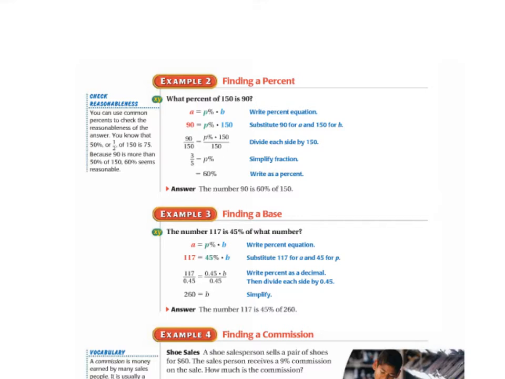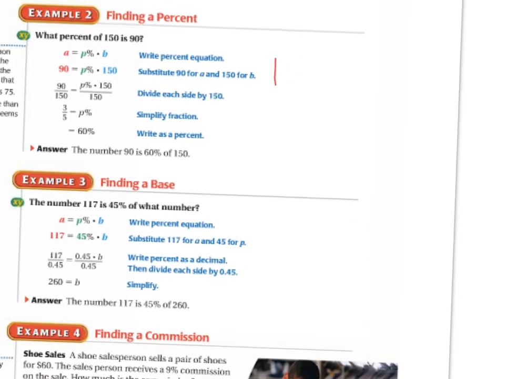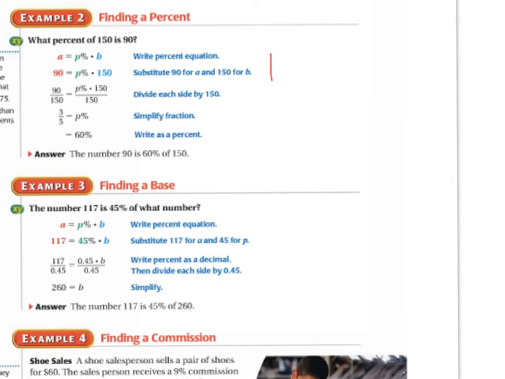Okay, these problems, though they're a little bit hard to see, now it's asking what percent of 150 is 90. So with our new method of doing these, we would do the equation. It's always based on A equals P percent times B. And in this problem, it's asking what percent of 150 is 90.